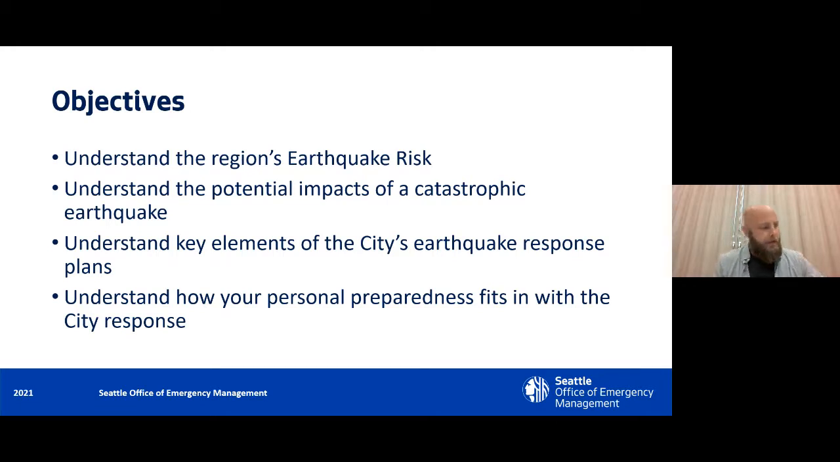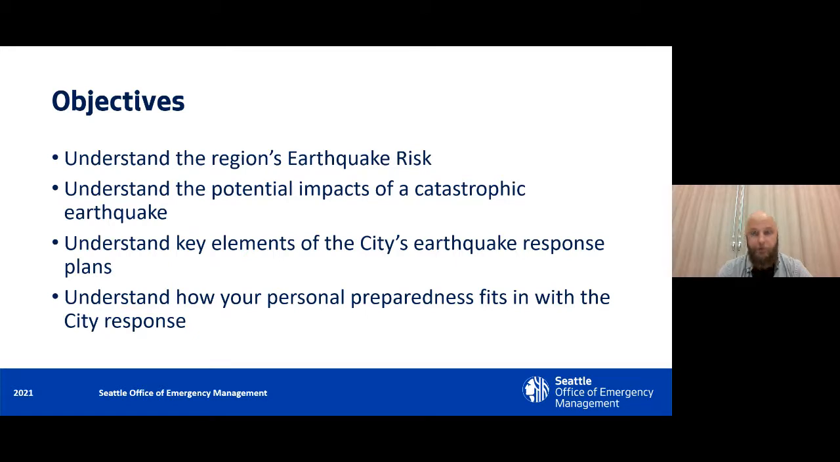All right, so with that, we will start jumping into the content. As I mentioned, this is really the first in the series, and it's meant to provide an overarching look at how the city responds, but we also need to provide some context to that. So I'm going to start by talking a little bit about the region's earthquake risk. Then we're going to talk about what potential impacts are of a catastrophic earthquake. And then we'll jump into understanding key elements of the city's earthquake response plans.